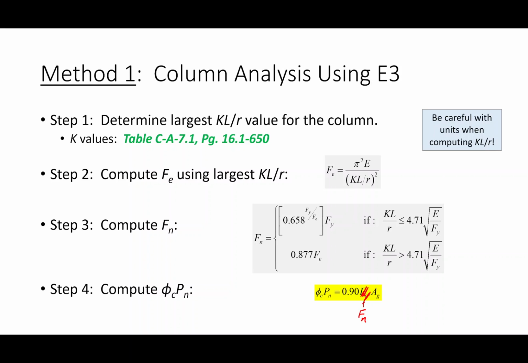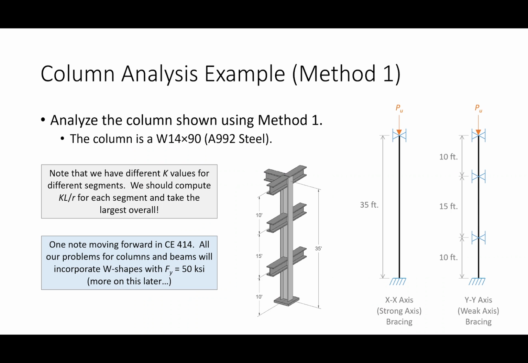Sound good? Okay. So I want to do this example to address Mr. Moore's question. What happens if the segments are not even? Okay, well, here's one where they're not even. Now, we're going to analyze this column. This column is a 14 by 90. Okay, it's A992 steel. We're going to have different bracing lengths for each direction, and we're going to have different K values for each direction. I want to determine the axial capacity of this column. So let's just sort of walk through this.